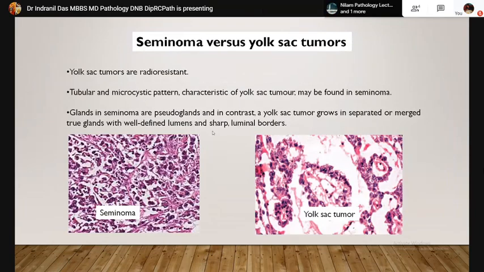Now, seminoma versus yolk sac tumor. The yolk sac tumor is radioresistant, so its differentiation from seminoma is necessary. As I told, the main mode of therapy in seminoma is radiotherapy. There may be a tubular or microcystic pattern of growth in seminoma that may be reminiscent of yolk sac tumor, but the glands in the seminoma are pseudoglands, whereas in contrast, the yolk sac tumor grows in separated or merged glands with well-defined lumen and a sharp luminal border.